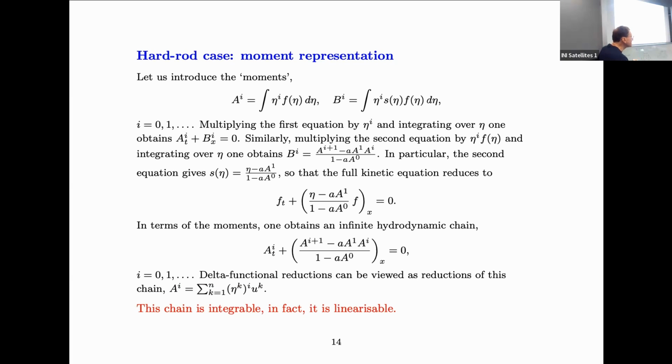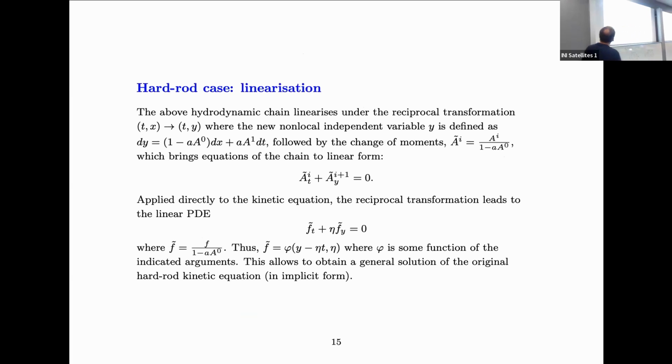Now, what is linearizability? You introduce a new independent variable y. Instead of t, x, you pass to t, y, where dy is this. It's called the reciprocal transformation. This is my x hat. And then you introduce rescaled A_i's. And then your hydrodynamic chain becomes linear, and the kinetic equation becomes this.